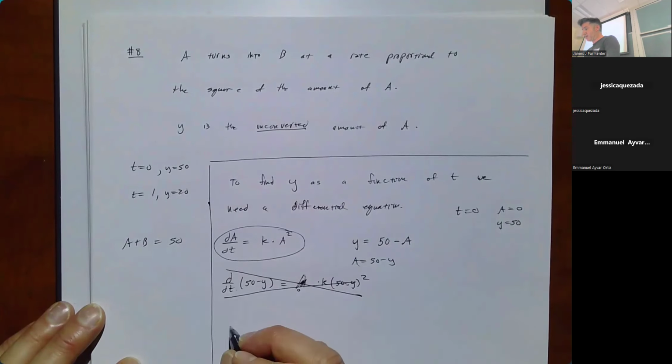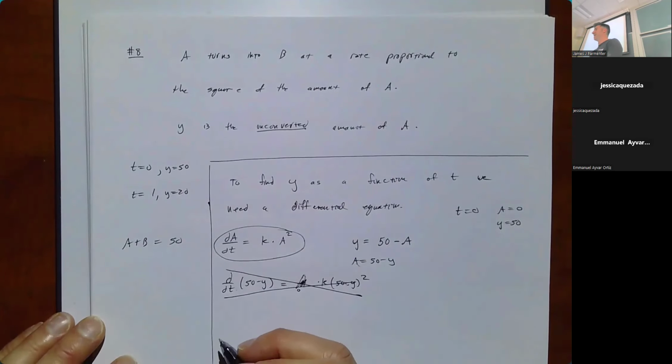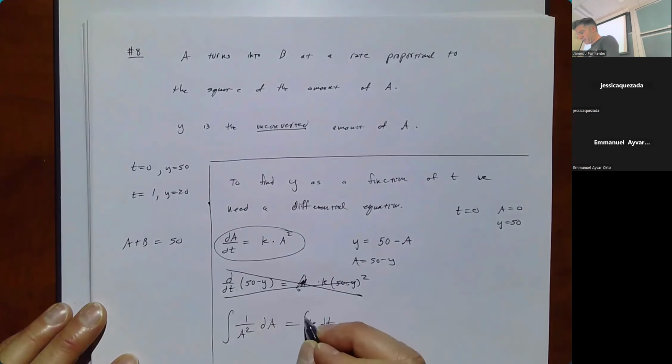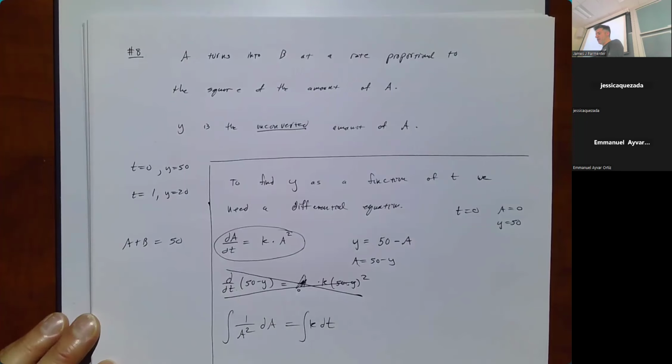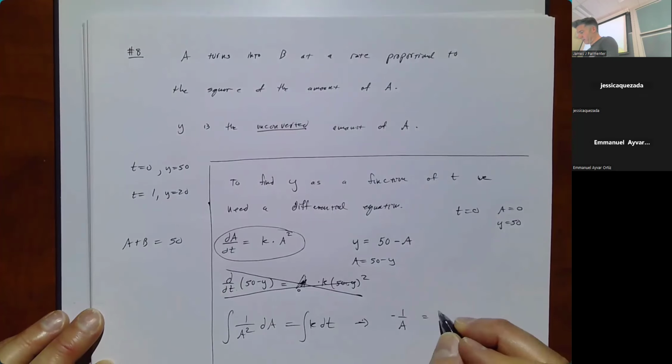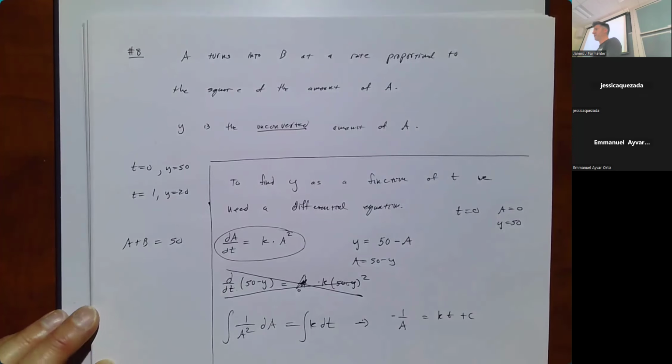We're just going to set it up once again. We have that 1 over A squared times dA is equal to k times dt. We see 1 over A squared enough that you should get used to seeing that we know the antiderivative of 1 over A squared is negative 1 over A. And on the right-hand side, again, we have kt plus c.